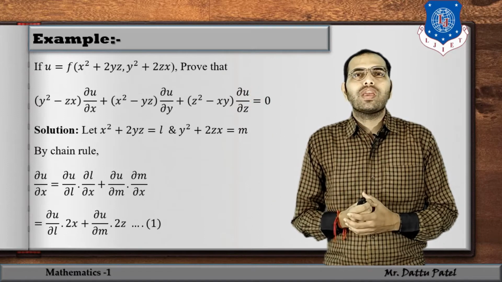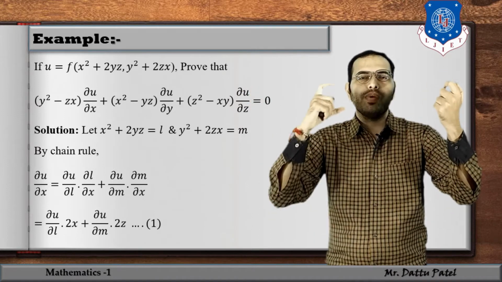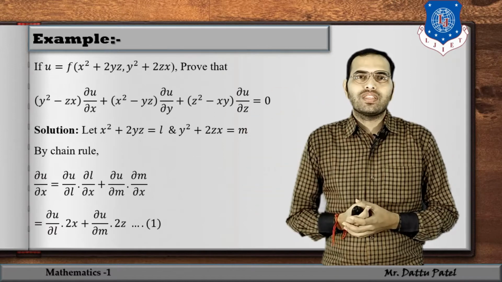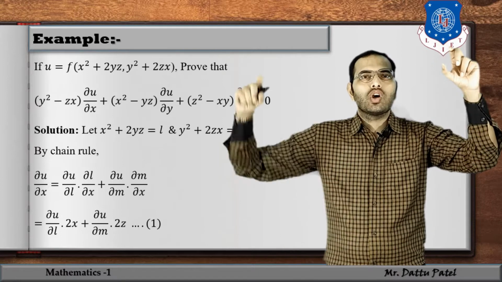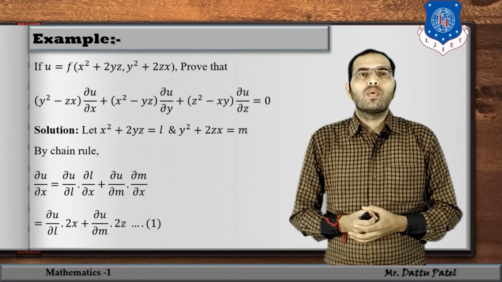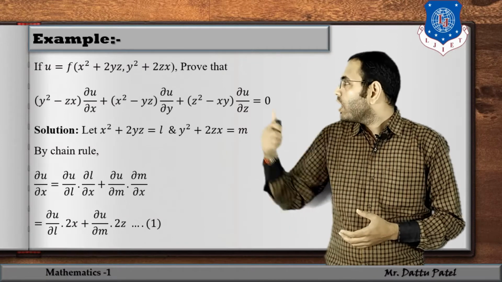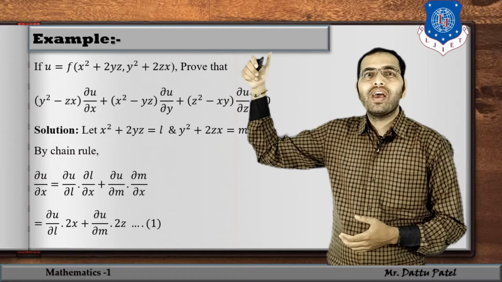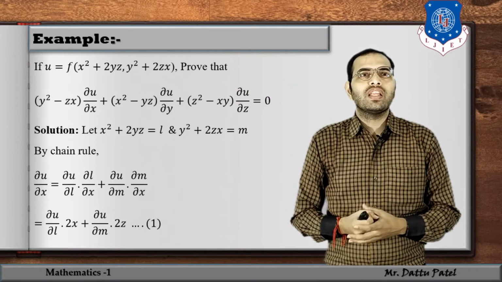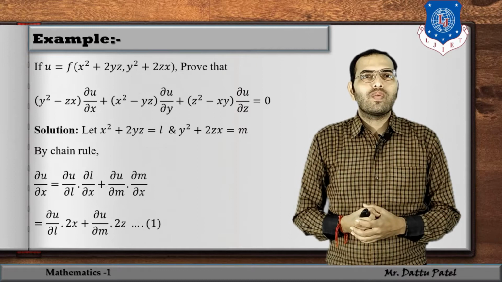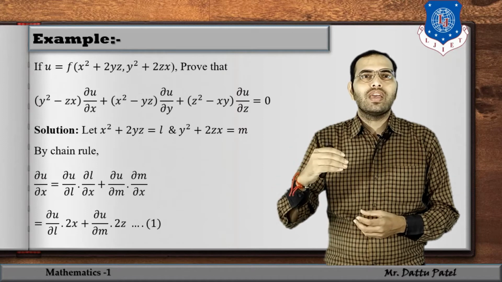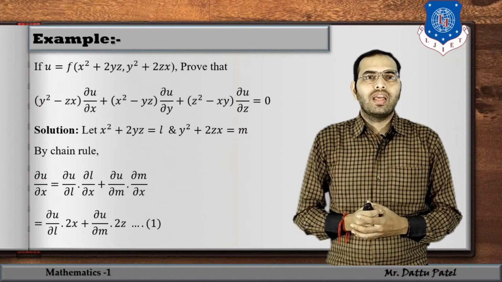That means u is a function of l and m, and l and m are functions of x, y, z. Then u is a composite function of x, y, z. According to the chain rule, we have to find the values of ∂u/∂x, ∂u/∂y and ∂u/∂z. Now with the help of the chain rule, first finding ∂u/∂x = ∂u/∂l · ∂l/∂x + ∂u/∂m · ∂m/∂x.